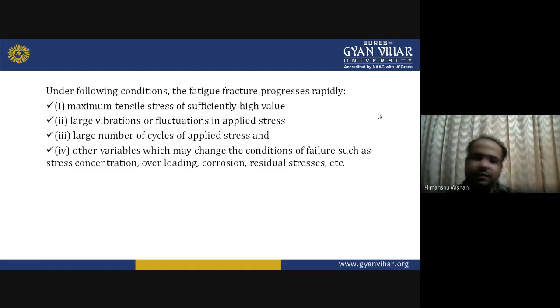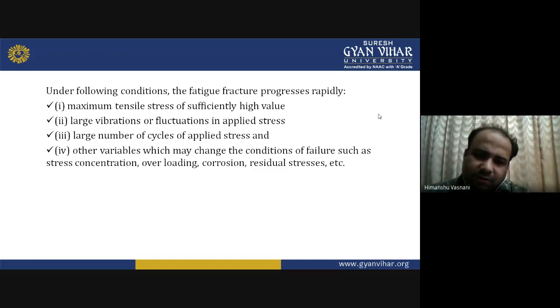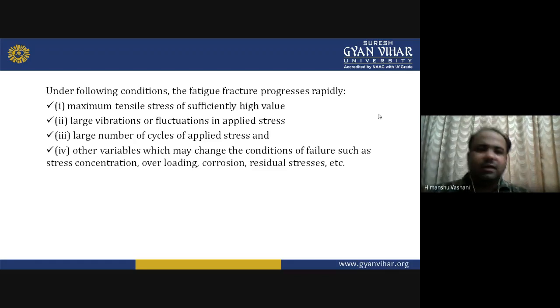Vibrations, if not required, are unwanted. After some time, large vibrations or fluctuations are not required. They may lead to a negative effect on the working of the machine. Somehow it is responsible for fatigue fracture. A large number of cycles of applied stress, continuously going through such cyclic stress, may also lead to some kind of fatigue fracture.